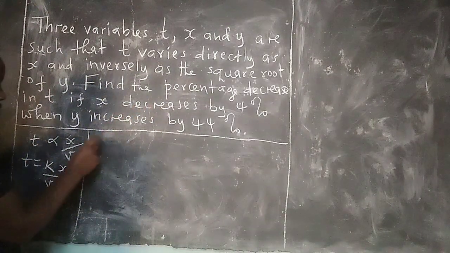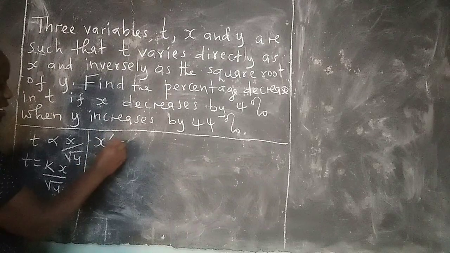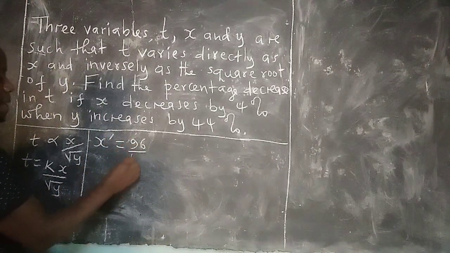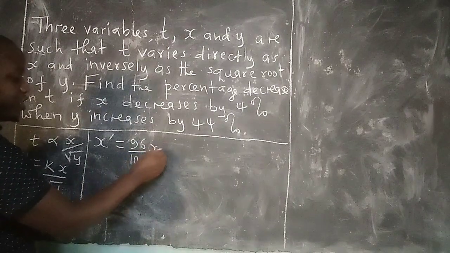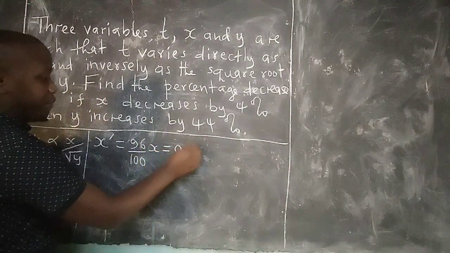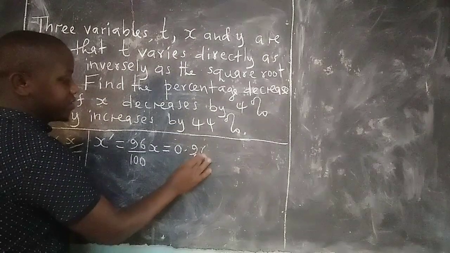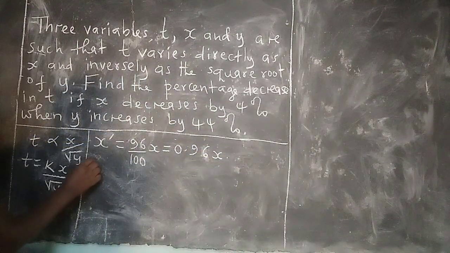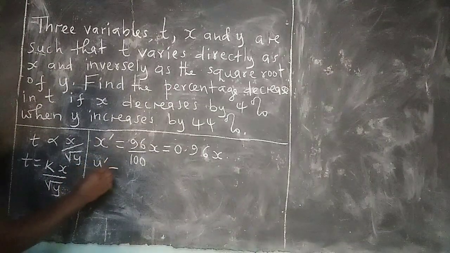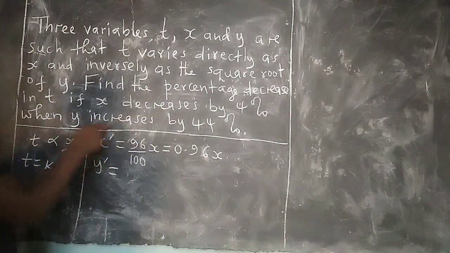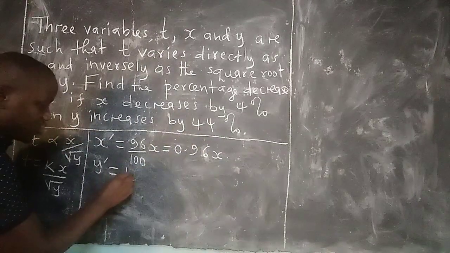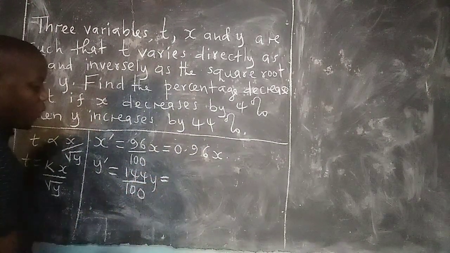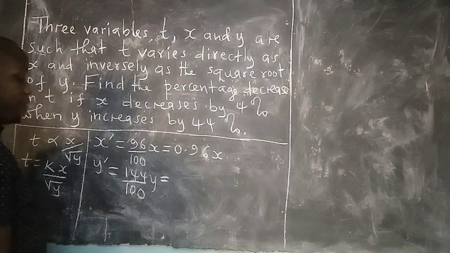if x decreases by 4%, so we get a new x such that it has decreased by 4%, which means it becomes 96% of the original x, which is 0.96 original x. Then a new y, which is going to be, y increases by 44%. So y is going to become 144% of the original y because it increases by 44%.